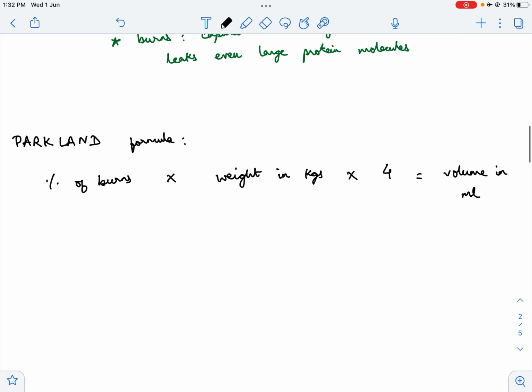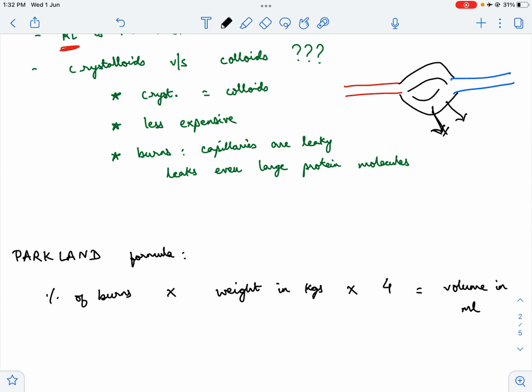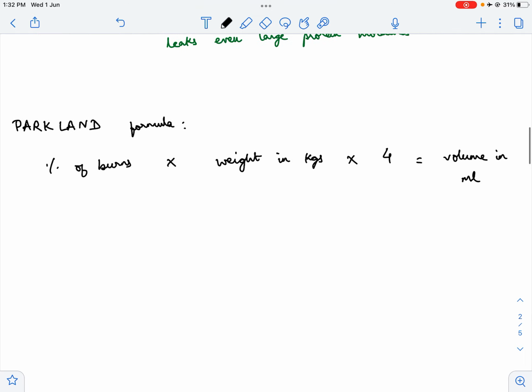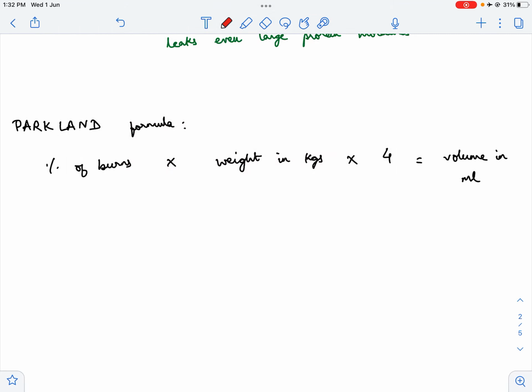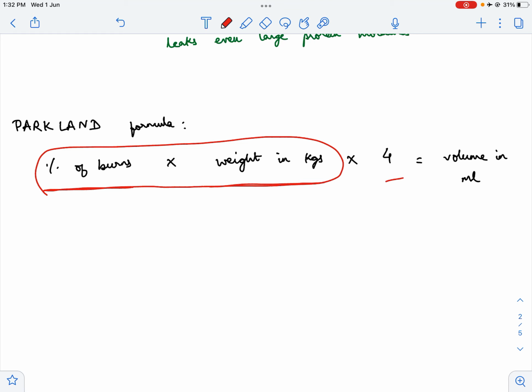Now the most commonly used formula for giving Ringer's lactate is your Parkland formula. Now for all formulae, as you will see, there are two things which are always constant. One is the percentage of burns. The second is the weight in kgs. So this is relatively constant in all formulae. What changes is the number by which it is multiplied.